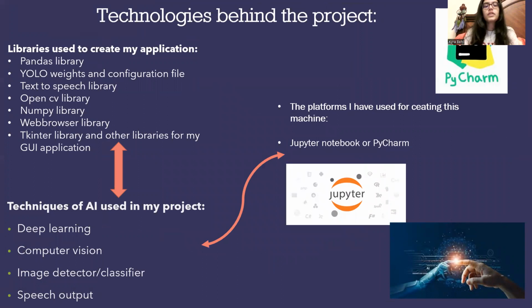The libraries I've used to create my application are the pandas library, the YOLO weights and configuration file as data to train my machine, the text-to-speech library, the OpenCV library, the NumPy library, the web browser library, the tkinter library, and other libraries for my GUI application. This helped me with creating my GUI screen and creating all these buttons and labels and cool functions I've added to it.